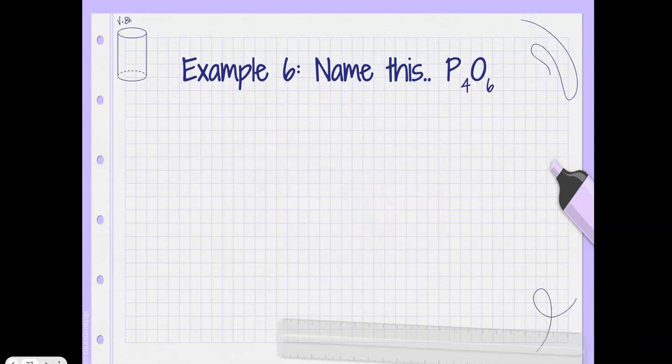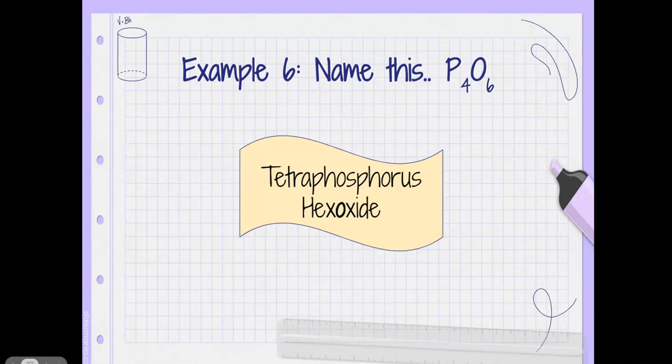Oops, sorry. And lastly, we have P4O6. Try this one on your own. If you got tetraphosphorus hexoxide, you are correct. And that is all for these notes.